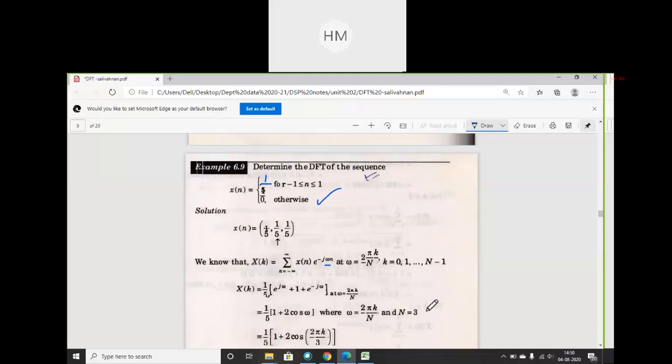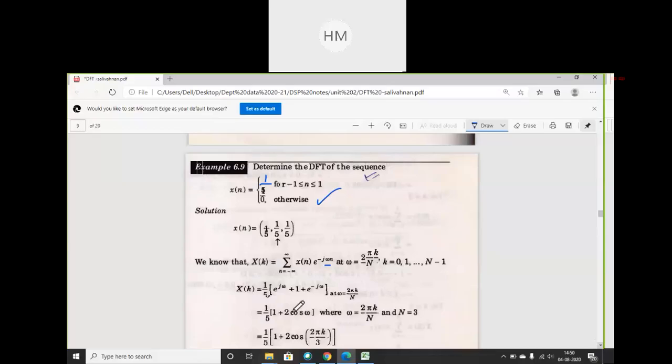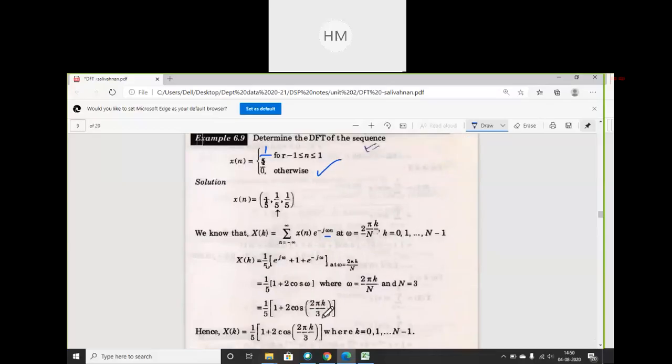But the value and limit lies from minus infinity to infinity. You can put it as -1 to 1. Clear? So now start simplifying the same steps which I have told you earlier. So here omega is 2 pi k by 3. N is equal to 3. Put 3. 1 plus 2 cos 2 pi k by 3. Clear? Now x of k is equal to 1 by 5 times 1 plus 2 cos 2 pi k by 3, where k lies from 0 to capital N minus 1.